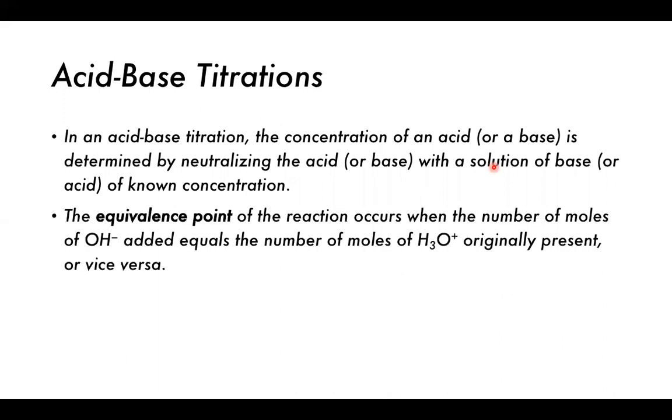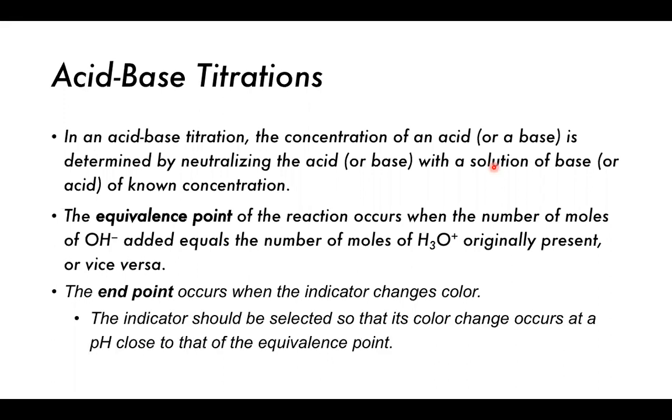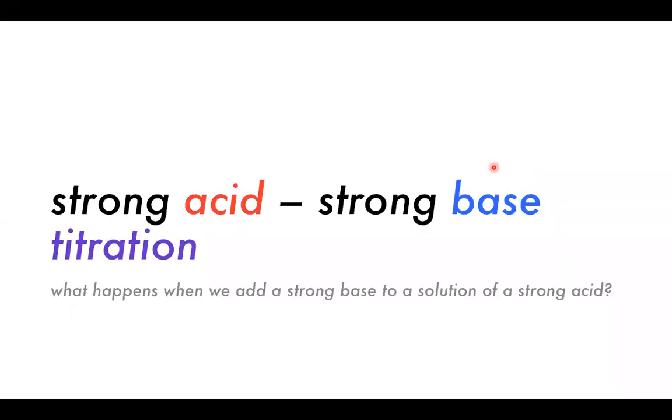The equivalence point of the reaction occurs when the number of moles of hydroxide added equals the number of moles of hydronium originally present, or vice versa. So for example, if we're titrating a base with an acid. And the end point occurs when the indicator changes color. The indicator should be selected so that its color change occurs at a pH close to that of the equivalence point. So strong acid, strong base titrations.